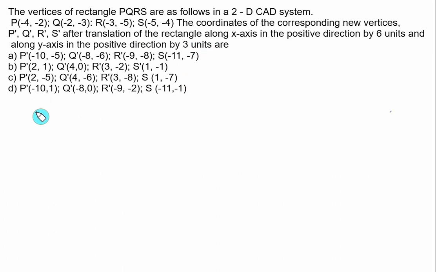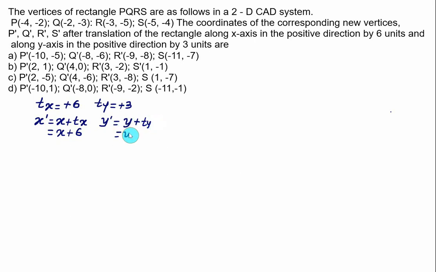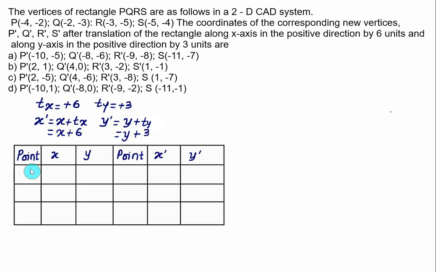So this one is purely an example of translation, and we have Tx, that is the translation along the x direction, is 6 units, that is positive, so we have plus 6, and we have Ty equal to 3 units but positive, so we have plus 3. So we have x prime equal to x plus Tx, that is x plus 6, and y prime equal to y plus Ty, that is y plus 3 units. So we'll calculate the new point coordinates using the table.